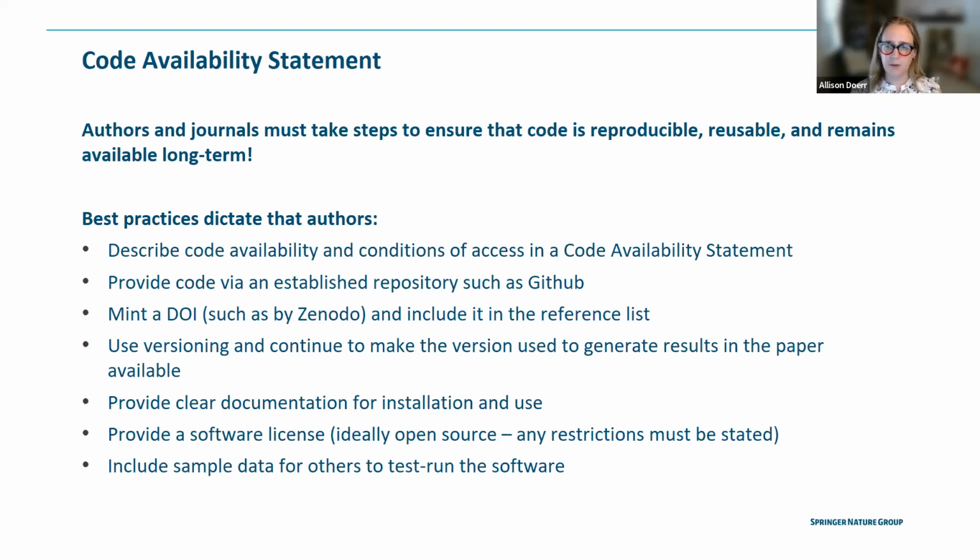They should use versioning, so version 1, version 2. And even if they improve their software over time, they need to ensure that that version that was used to generate the results in the paper continues to be available for the sake of reproducibility. They should provide clear documentation for installation and use. They should provide a software license. This is really important because if you don't provide a license, then technically people legally can't use it. Ideally, it's going to be open source, but any restrictions must be stated. And finally, authors should provide sample data, ideally, which will help others test run the software and make sure it's working correctly in their hands.